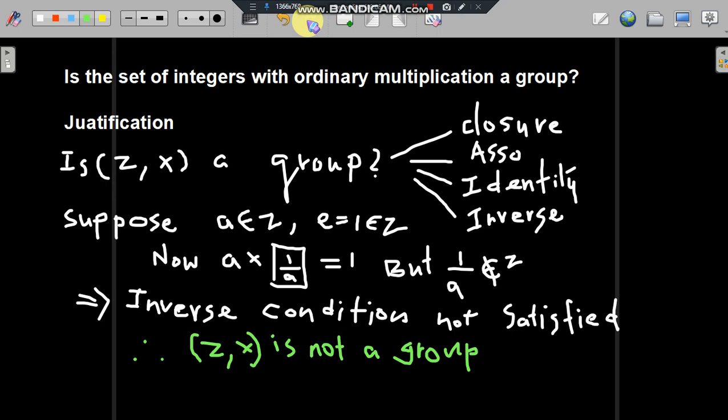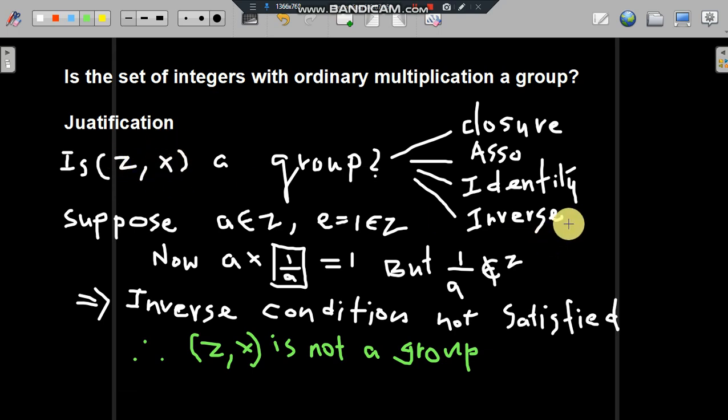So thus we can answer the question here. I repeat again: is the set of integers with multiplication a group or not? That's what they check. To say this algebraic structure is a group, it has to satisfy four conditions: closure, associative, identity, and inverse. These three conditions are satisfied by this operation on this set of integers.